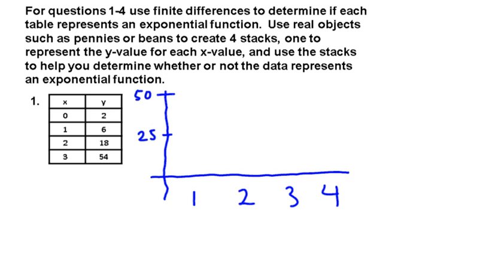So at 0, we have 2. That's going to just barely show up here. If we have 1, we have 6. Well, that's going to be about 12.56. So this will be just approximate. 2 will have 18. Well, 18 is getting closer to 25 here, so we'll go about like this. And then 3 would be up to 54, so 3 will go way up here, just above that 50.